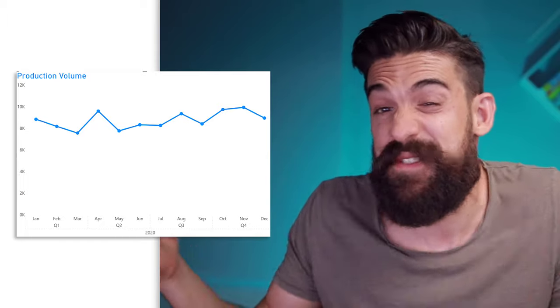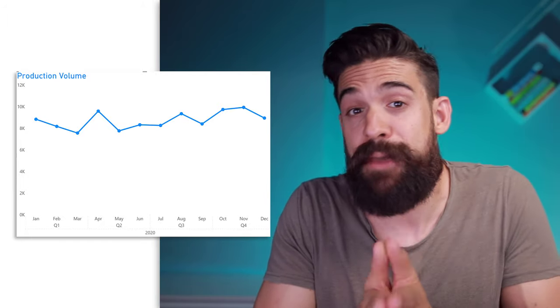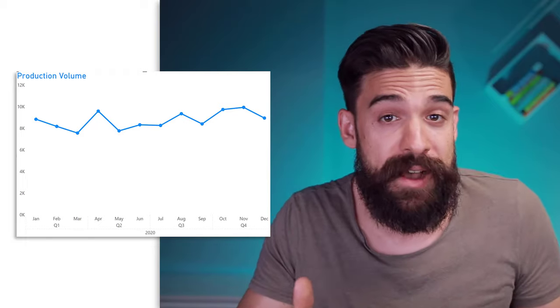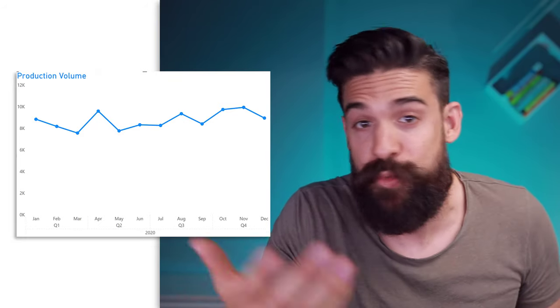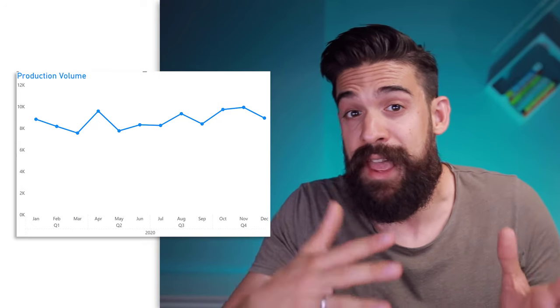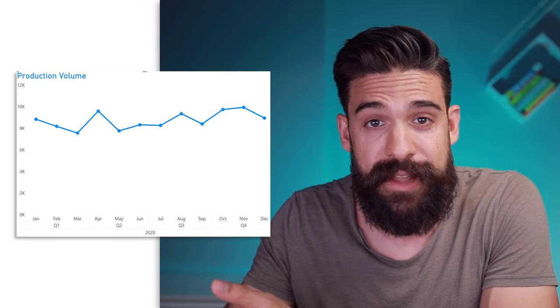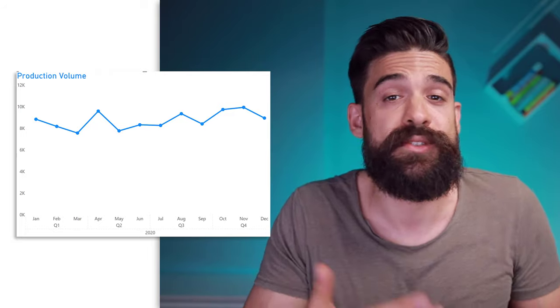Well, I have no clue if this is good or bad, but maybe you know that when the production amount falls below 8,000, well, that's not good because then we cannot keep up with demand. And maybe if it goes over 9,500, then we have no place to store our products.